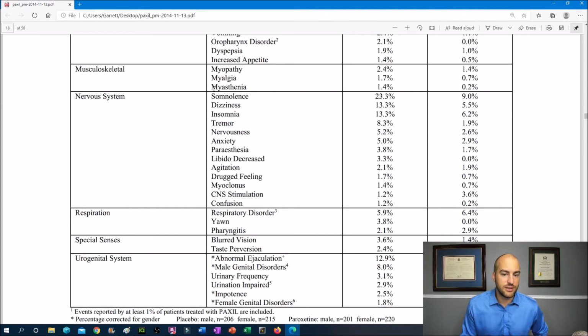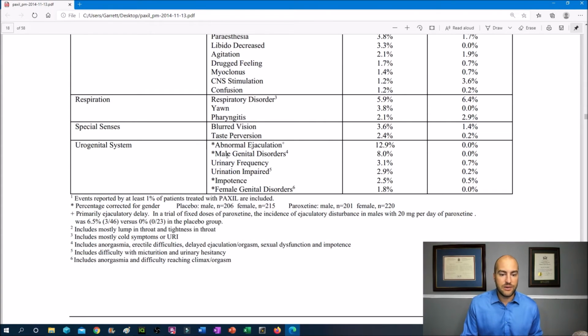myopathy, myalgia, myasthenia, somnolence, dizziness, insomnia, tremor, nervousness, anxiety, paresthesia, libido decreased, agitation, drugged feeling, myoclonus, CNS stimulation, confusion, respiratory disorder, yawn, pharyngitis, maybe blurred vision, taste perversion. Finally, here we have abnormal ejaculation, male genital disorders, urinary frequency, urinary impairment, impotence, female genital disorders.